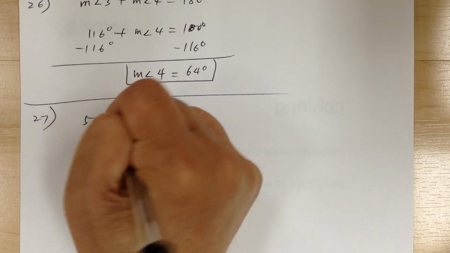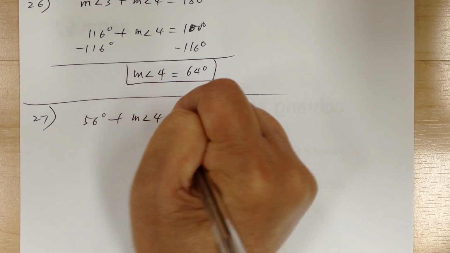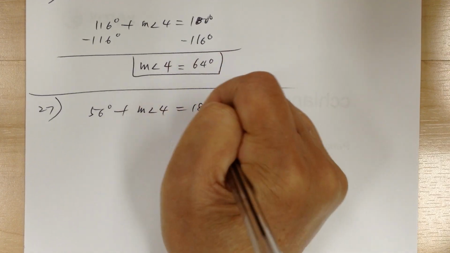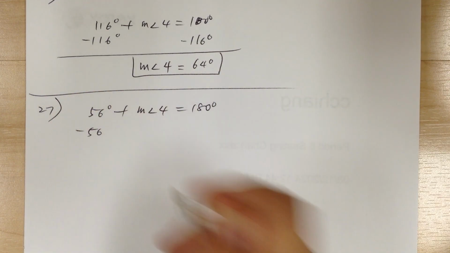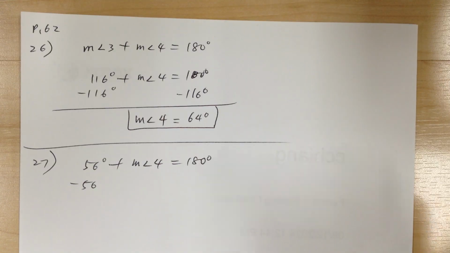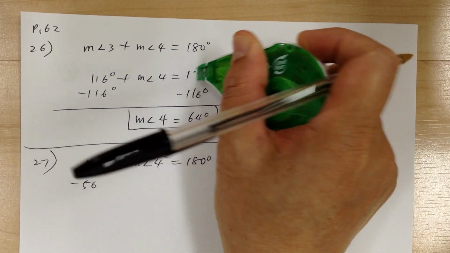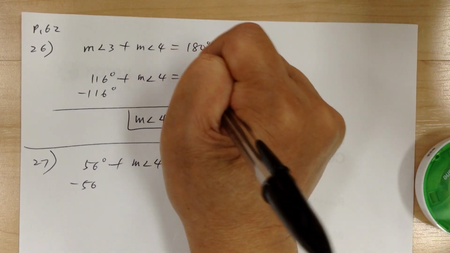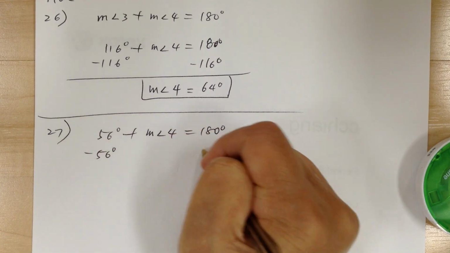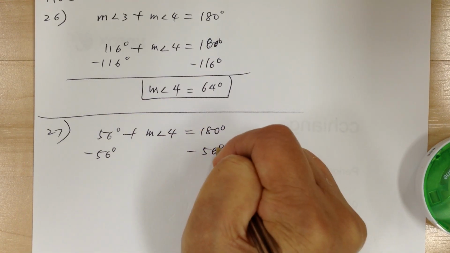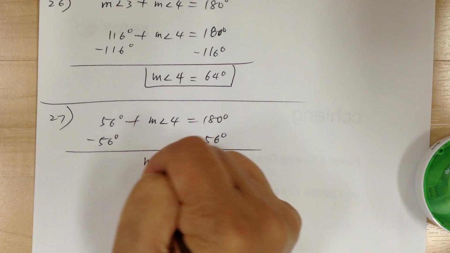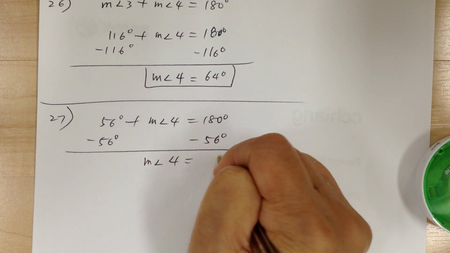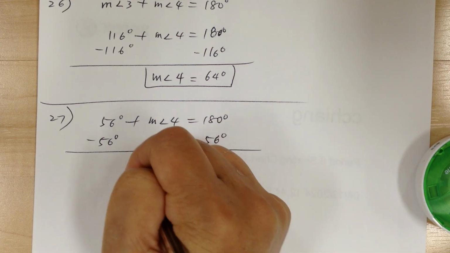So you got 56 degrees plus measure of angle 4 equal to 180 degrees. This one looks kind of bad, I'm going to write it better. So minus 56 degrees on both sides, so measure of angle 4 equal to 124 degrees.